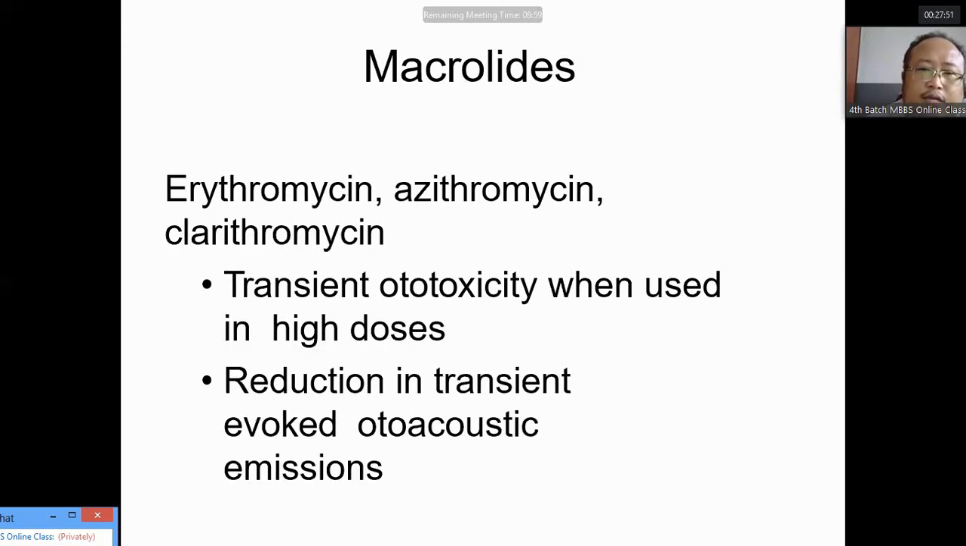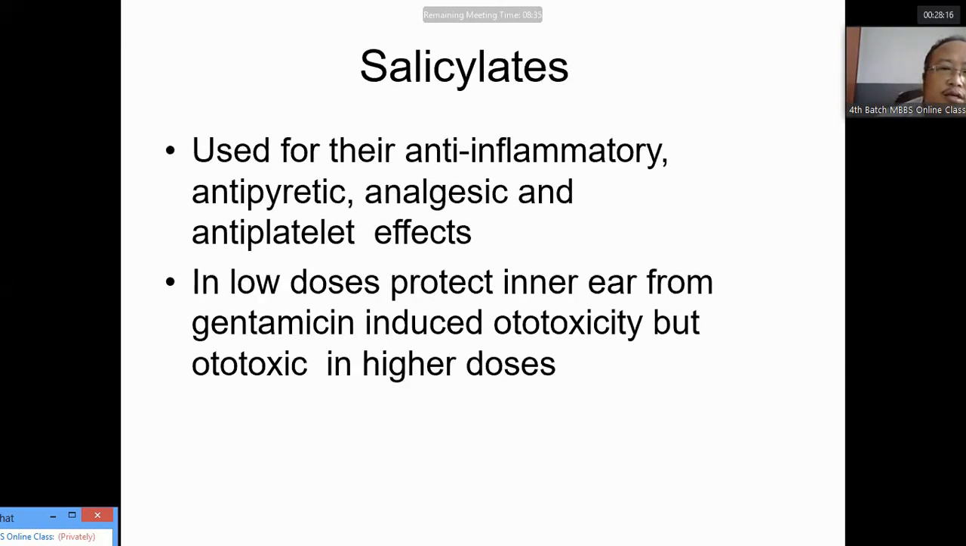Macrolides, erythromycin, azithromycin, clarithromycin might have ototoxicity, but it might be a transient one due to the reduction in the transient evoked otoacoustic emissions. It might be transient, but they are the least common causes of ototoxicity.